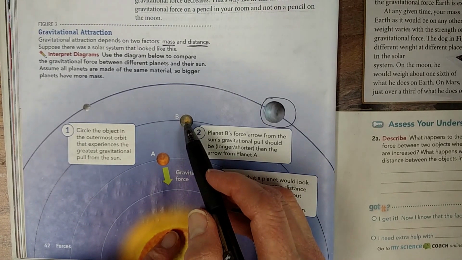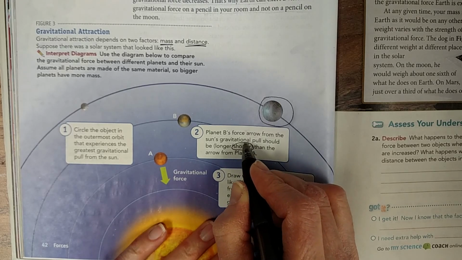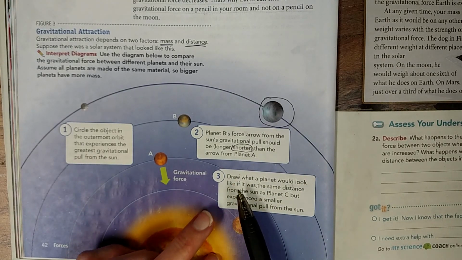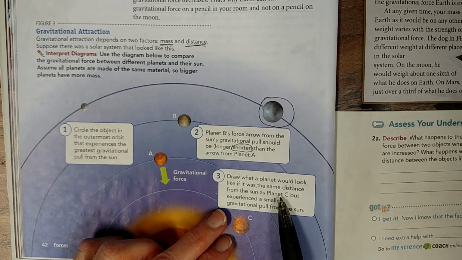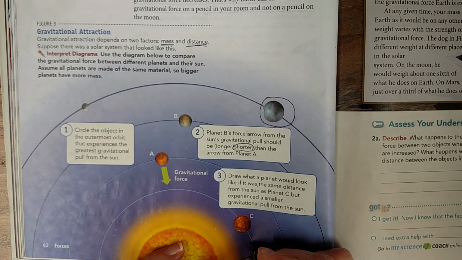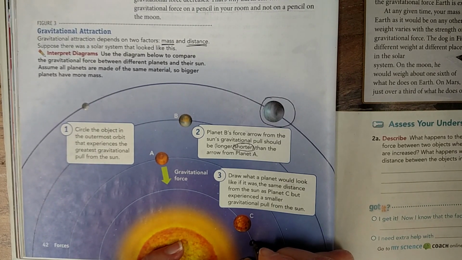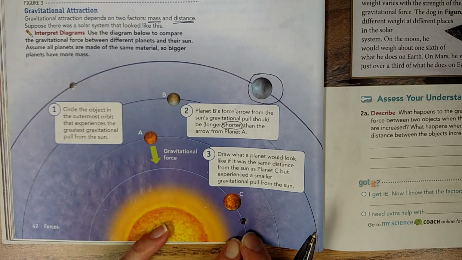So looking at planet A's arrow, should this one be longer or shorter? Here's the sun. It's further away. When it's further away, the force will be less. It'll be shorter. And number 3, draw what a planet would look like if it was the same distance from the sun as planet C, but experienced a smaller gravitational pull from the sun. If it's a smaller one, the mass would have to be smaller if it's the same distance. So something like that would be considered. Okay.